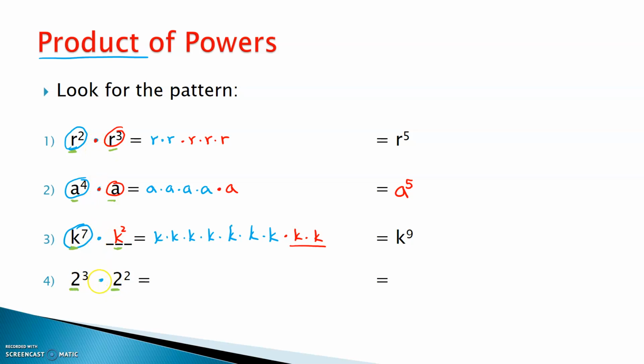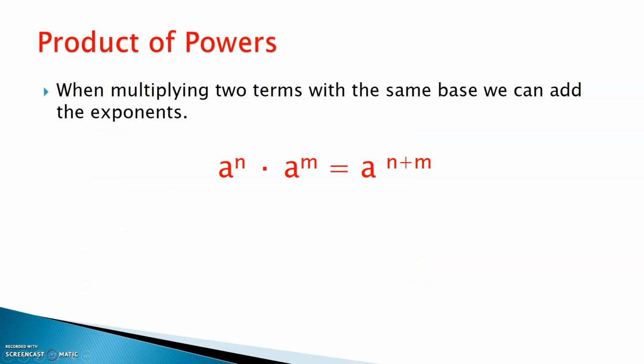If I have the same base and I'm multiplying, what can I do with these exponents? I simply can just add them together. So we're going to say 2 to the 5th power because I had the 3 and the 2. If I add them together, it gives me 5. So, sorry, 2 to the 5th power. There we go. Okay, so product of powers.